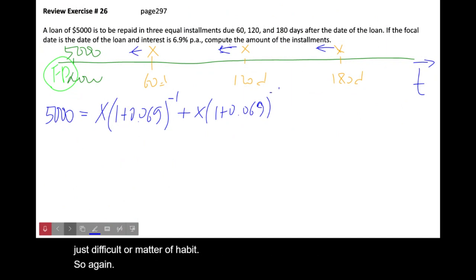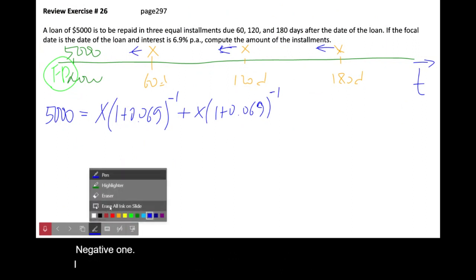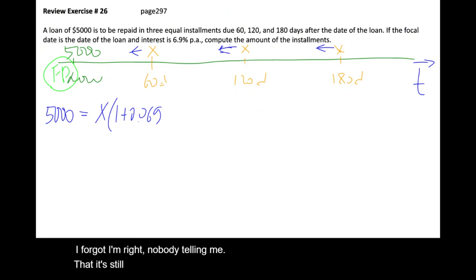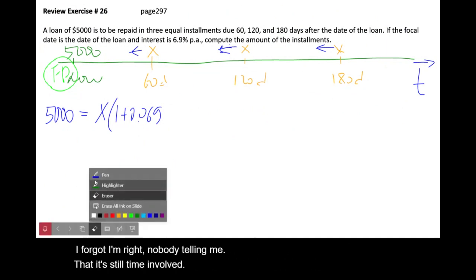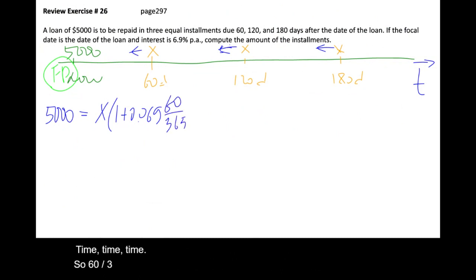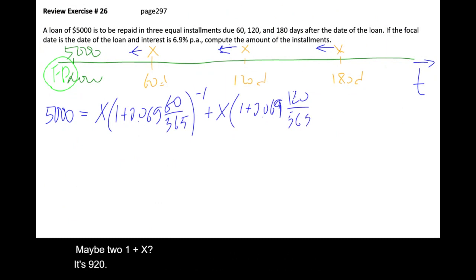So again, negative 1. Oh, I forgot time, right? Nobody telling me that there's still time involved. Time. So 60 over 365. Negative 1 plus x. Okay, it's 0.069 times 120 over 365, negative 1, plus x.